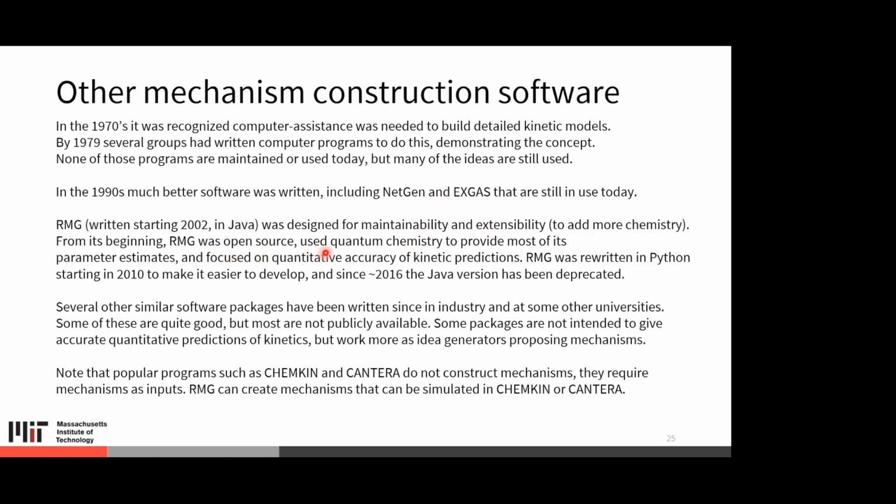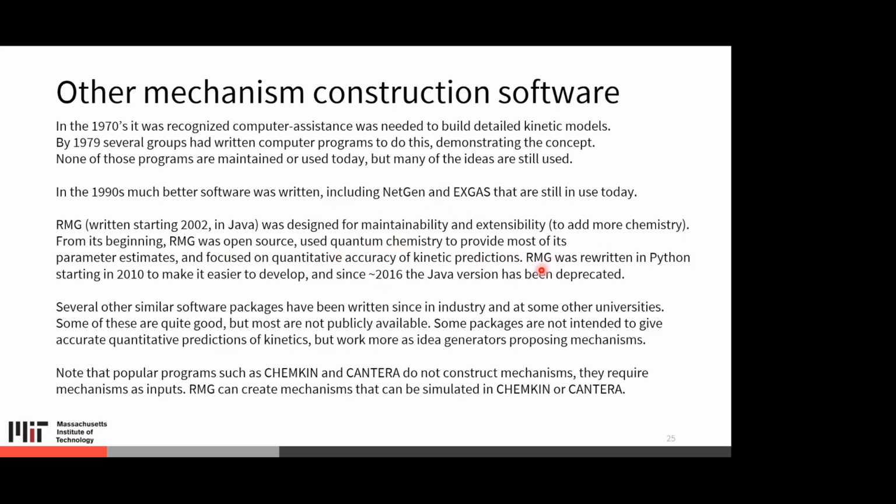And also in my group at the same time, we were doing a lot of quantum chemistry calculations. And so we were able to get a lot of parameter estimates that at that time were not accessible to most people, because it was kind of new to use quantum chemistry to calculate this stuff. And we focused a lot on quantitative accuracy, which was also not always the goal of other people who were building these kinds of programs. And so this turned out to be pretty good.